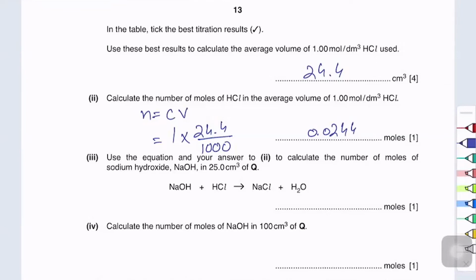Calculate the number of moles of sodium hydroxide in 25 cm cube of Q. What was Q? Q was the leftover sodium hydroxide. So the mole ratio is 1 to 1. That tells me this is also going to be 0.0244.